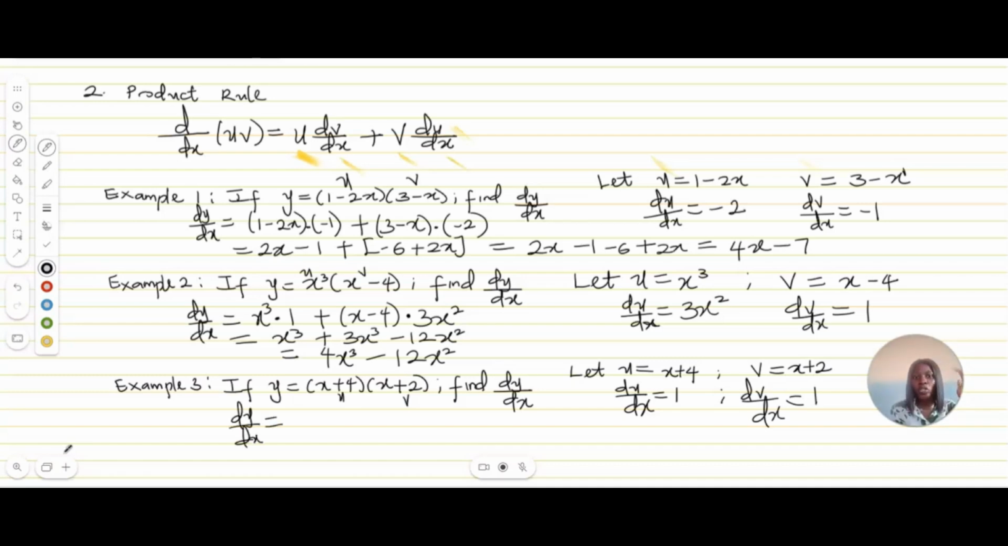So dy dx is simply, u is x plus 4, then x plus 4, dv dx is 1, then plus, v is x plus 2, dot, what is du dx? Du dx is simply also just 1. So if I bring this together now, this becomes x plus 4 plus x plus 2, and my answer is just 2x plus 6. And that's that about that.